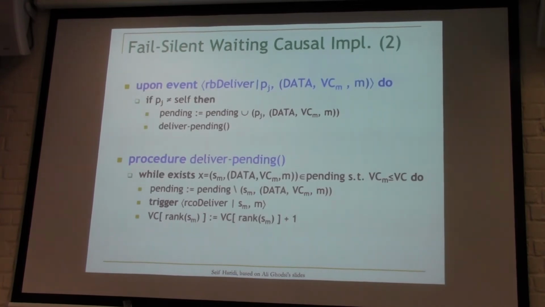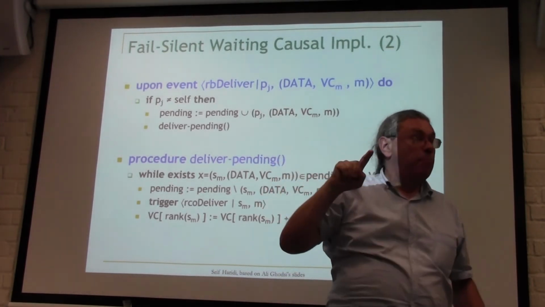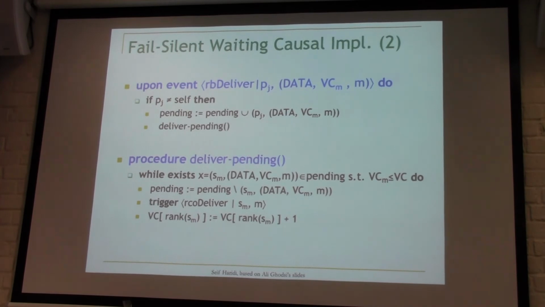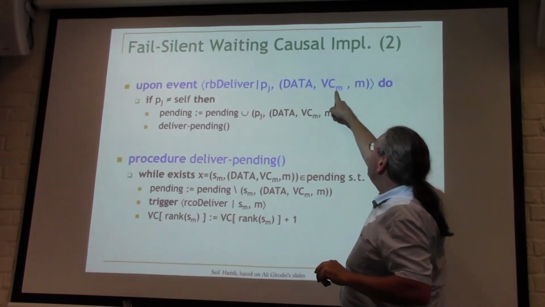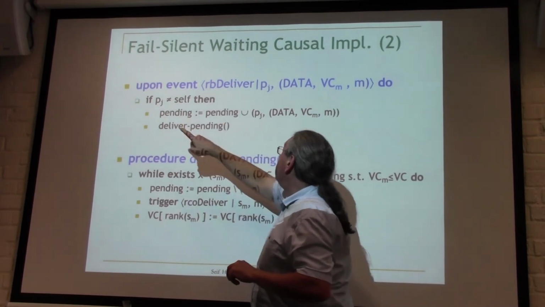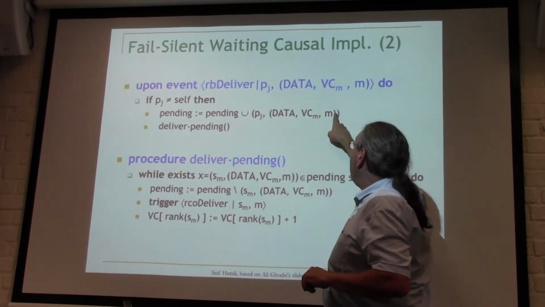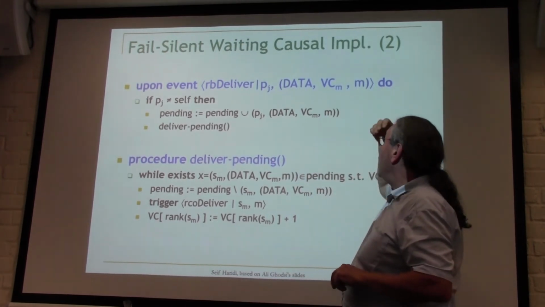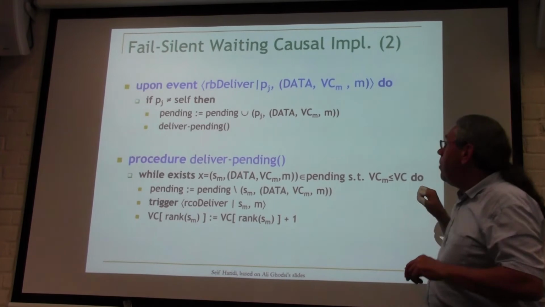This is now the code. Now we have an RB deliver coming up, but we can't do RCO deliver just yet. You have to be very careful. So what do we do? We get M with VCM, and we put it in a special set called pending, where it keeps track of the node Pj and this vector. But that's all we do.